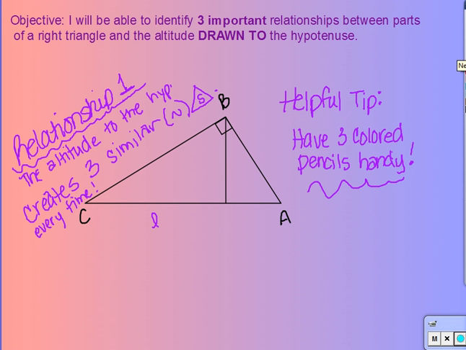Your objective is to be able to identify them when you're looking at them, know which relationship you're talking about, and which relationship you need to put into practice so that you can solve the problems. So you need to be able to recognize the relationships between the parts of a right triangle and the altitude drawn to the hypotenuse. All right, so let's talk about that.